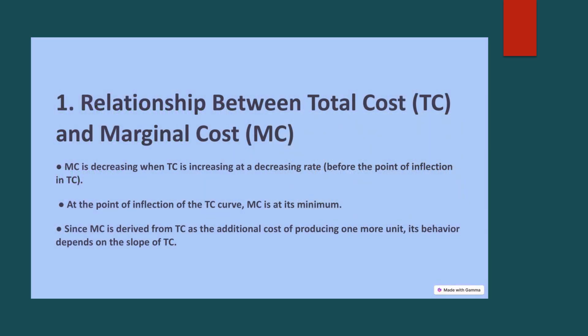Relationship between total cost and marginal cost. Marginal cost is decreasing when total cost is increasing at a decreasing rate, before the point of inflection in total cost. At the point of inflection of the total cost curve, marginal cost is at its minimum. Since marginal cost is derived from total cost as the additional cost of producing one more unit, its behavior depends on the slope of the total cost curve.